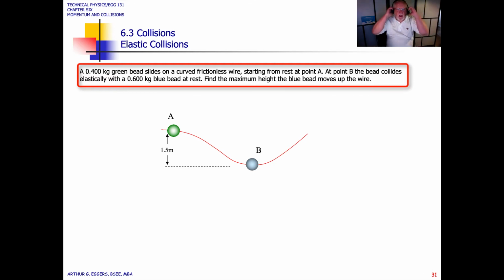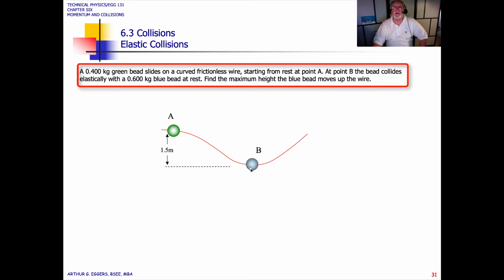So we're going to take a look now at a collision involving a couple of beads, and you can see it says we've got 1.5 meters of height, so we've got some potential energy also built into this problem. So we have a 0.4 kilogram green bead that slides on a curved frictionless wire. Frictionless wire means we can discount it. Starting from rest, so initial velocity 0 at point A.